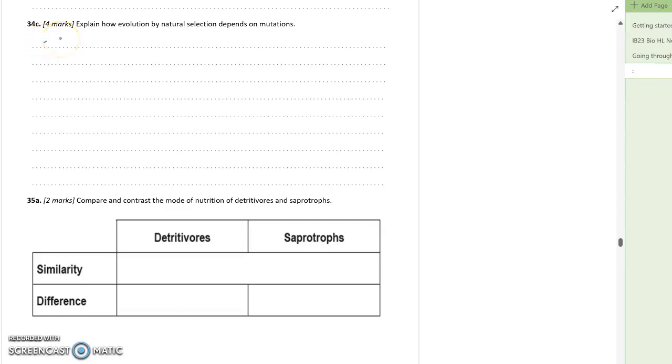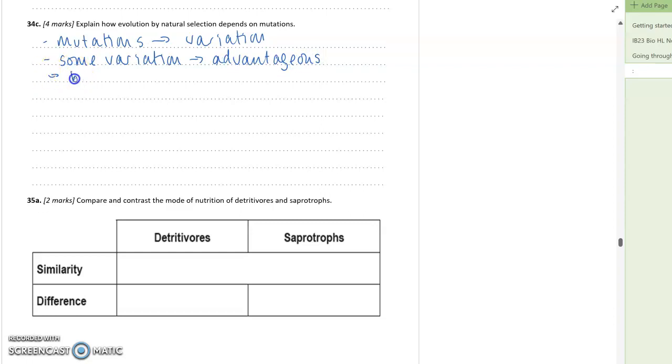So you've got this idea that mutations lead to variation. Where you have variation, you're going to have some variation being better than others, haven't you? So then some variations are going to be advantageous. They're going to confer some sort of advantage on the organism. Then you can say that the better adapted are going to reproduce more. So that's how natural selection works.